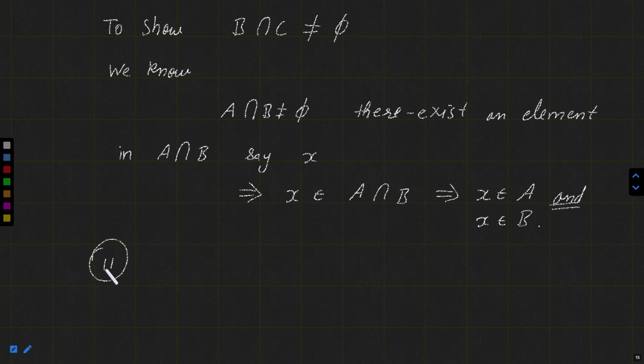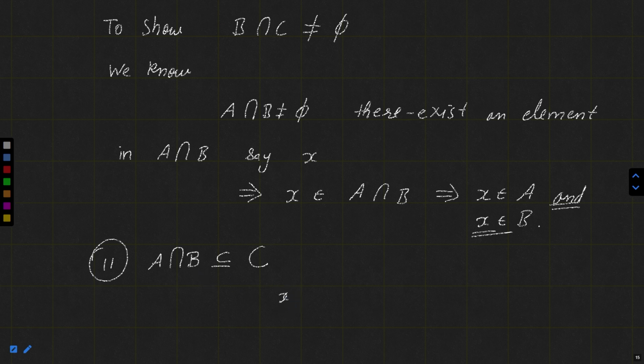Now there is the second information. What is it? That A intersection B is a subset of C. And we know x belongs to B.